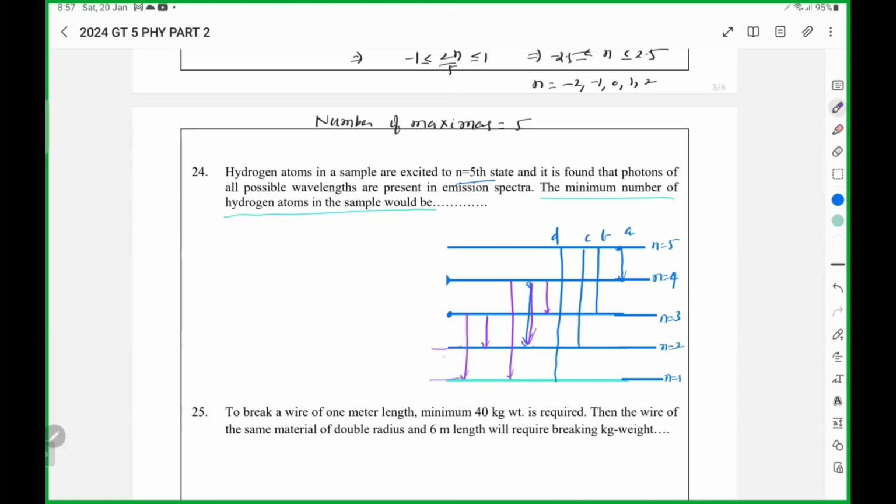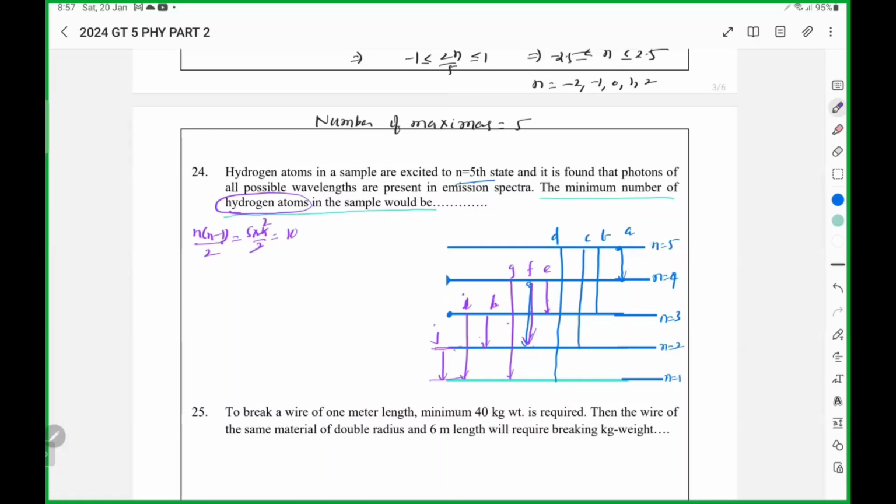Finally, let us name this as that. So spectral lines means direct formula, that is 5 into 4 by 2. Now here you can observe spectral lines is 10 spectral lines. But he is asking about hydrogen atoms.